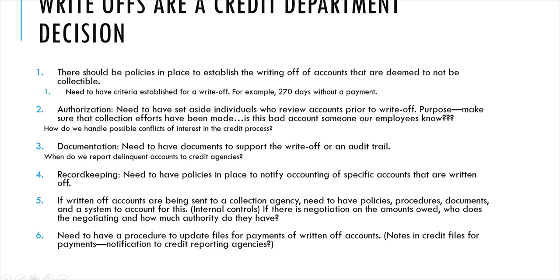Write-offs are a credit department decision. How do we do that? Is it a certain number of days in which they are uncollectible? And then the authorization of it, and make sure that the collection efforts have been made and it's not, say, someone's friend that they're just writing off so they don't have to pay.